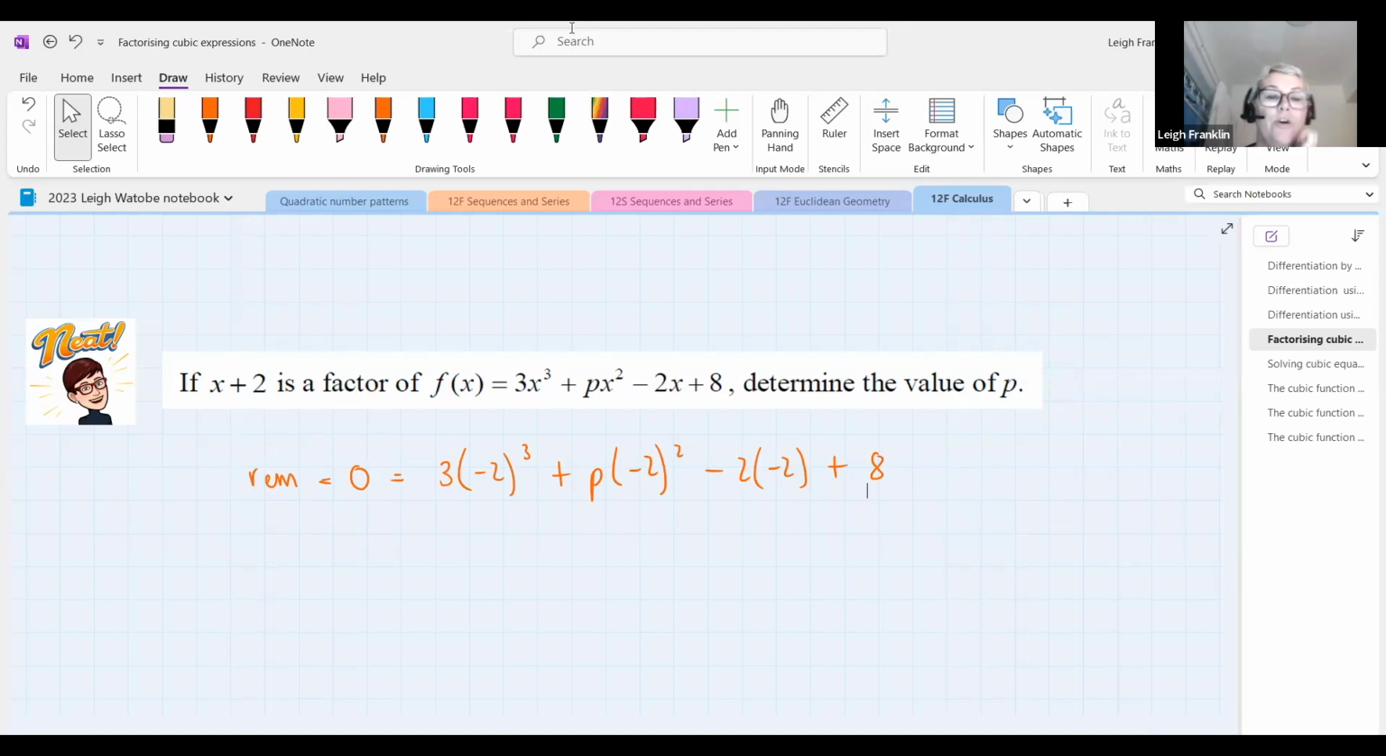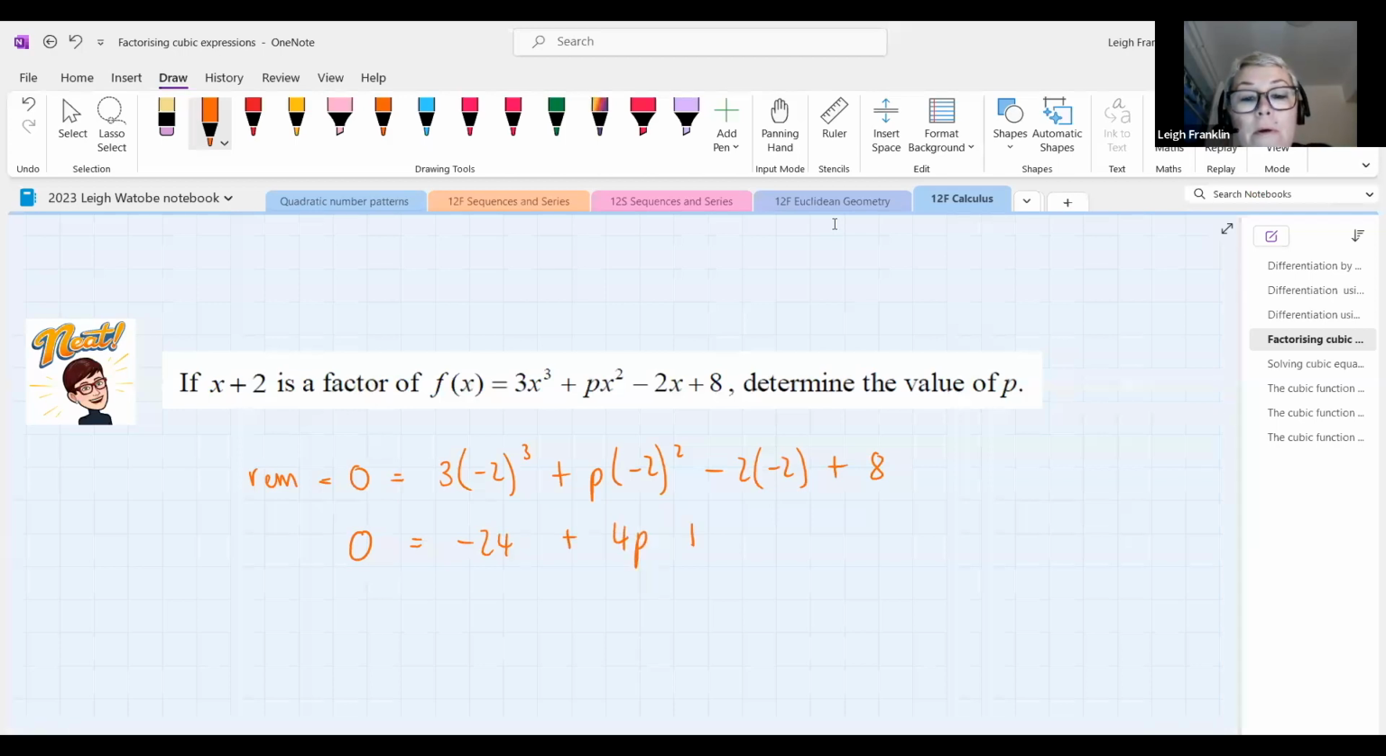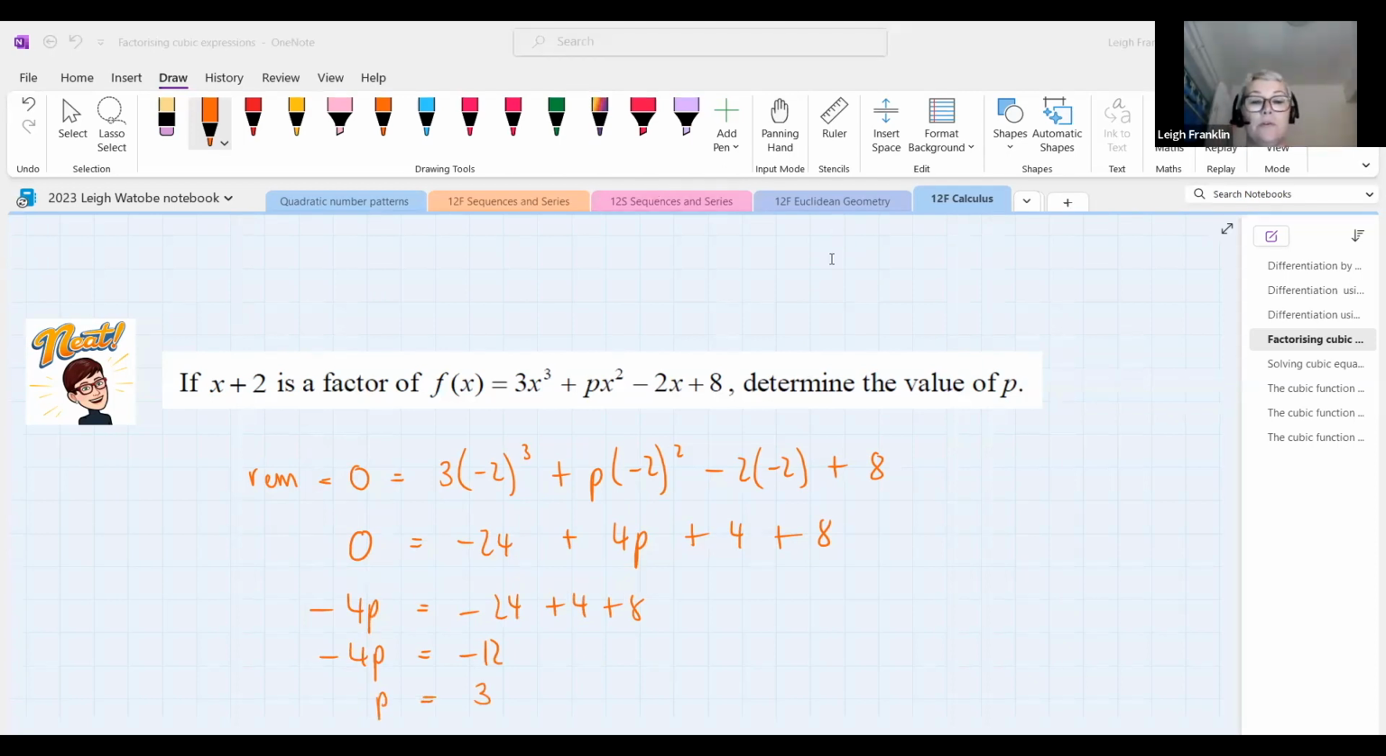There we go. Good job. Okay, correct. That is the right answer. Okay, so you should be getting 3. Well done, everybody. Okay, so just for those of us that perhaps weren't sure, we would end up with that. So if I bring the 4p over to the other side, then on this side I would have -24 plus 4 plus 8. So if -4p is equal to -12, it means that p is 3, just as you guys had indicated. Well done. Good stuff.